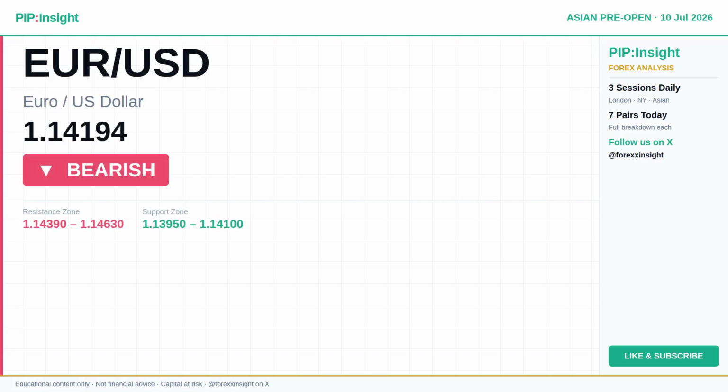Euro dollar. The chart is showing bearish structure on this session. The 4-hour trend is to the downside and the 1-hour is also pointing lower. Resistance is marked between 1.1439 and 1.1463. Support is marked between 1.1395 and 1.141. Here is the full chart breakdown.